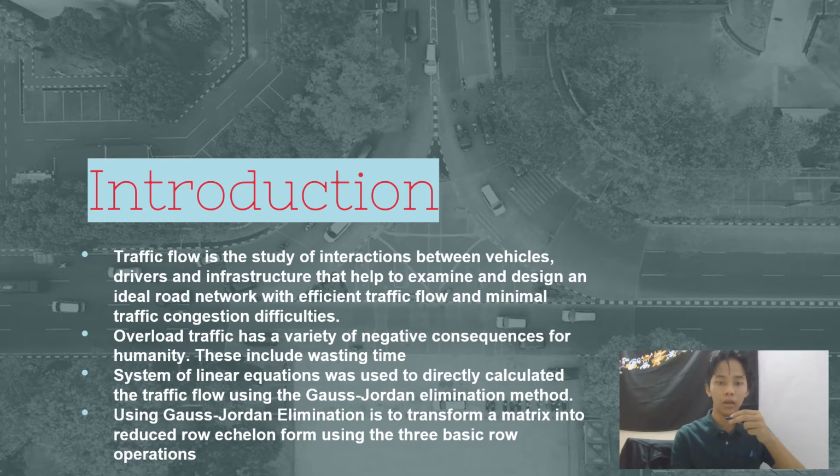Traffic flow is the study of interaction between the drivers and infrastructure that helps to examine and design an ideal roadwork with efficient traffic flow to minimize traffic jams or difficulties. Overloaded traffic has a variety of negative consequences for humanity, such as wasting time or making someone late to another place. A system of linear equations was used to directly calculate the traffic flow using the Gauss-Jordan elimination method. Gauss-Jordan elimination transforms a matrix into reduced row echelon form using the three basic row operations.